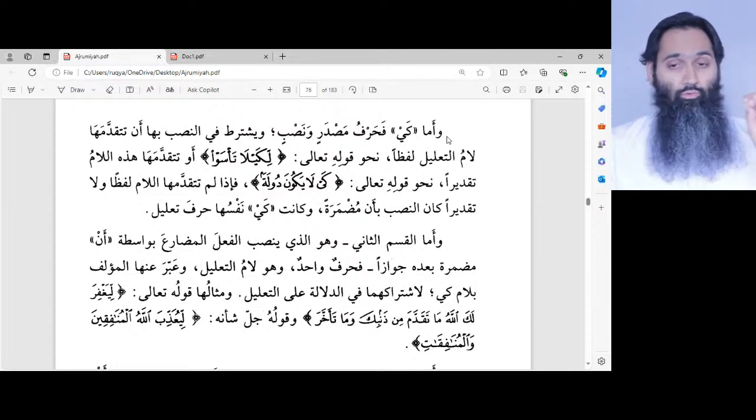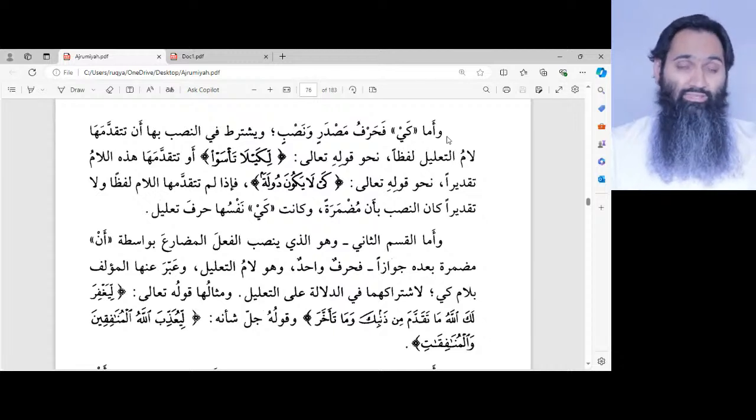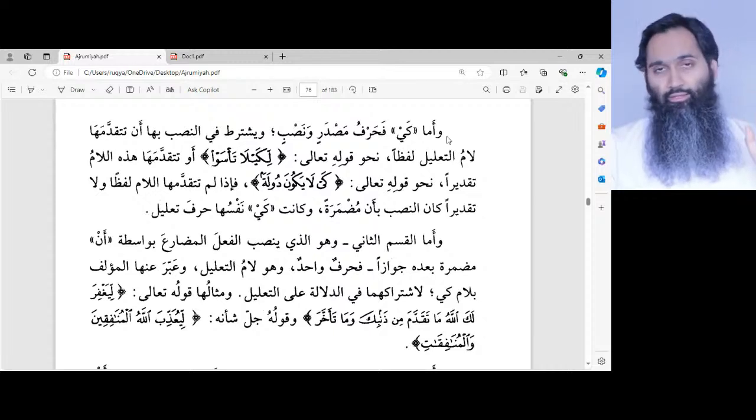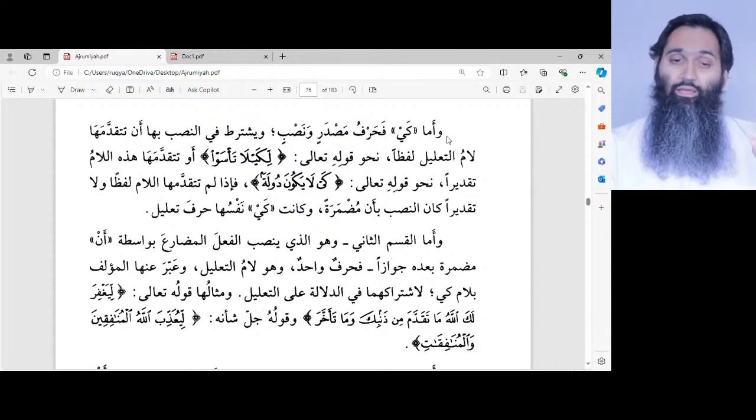But here, no. The nasb will be performed by an, which is mudmaratan wujuban after K. So what will happen to K? What will be the function of K? وَكَانَتْ K نَفْسُهَا حَرْفَ تَعْلِيلٍ. Now K itself becomes harf ta'leel.